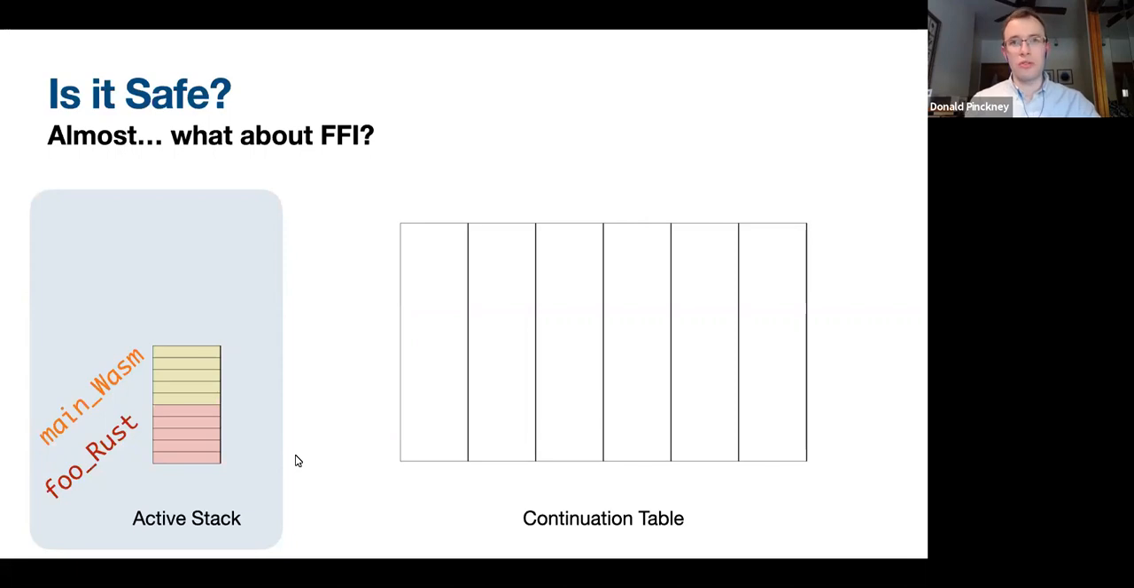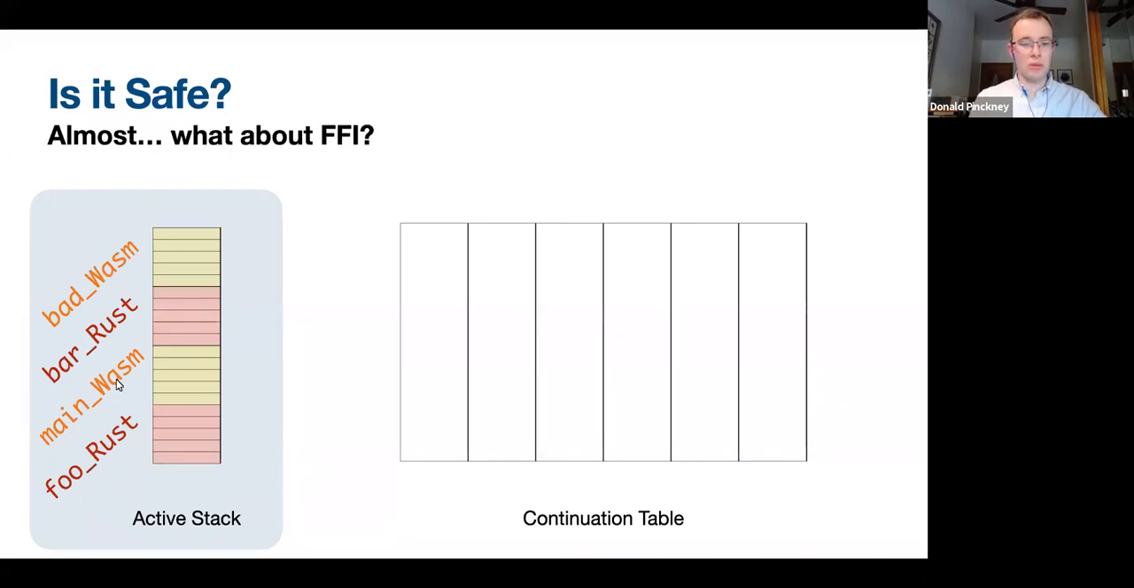For those who don't know, WebAssembly is typically executed in an environment where you have some host language calling into WebAssembly. On the web, it would be JavaScript calling into WebAssembly. In Wasmtime, you could have some Rust code which then calls into the JITted WebAssembly code. Okay. So in this example, we have a foo Rust function and a main Wasm function. So foo Rust just called main Wasm. And let's see what main Wasm does.